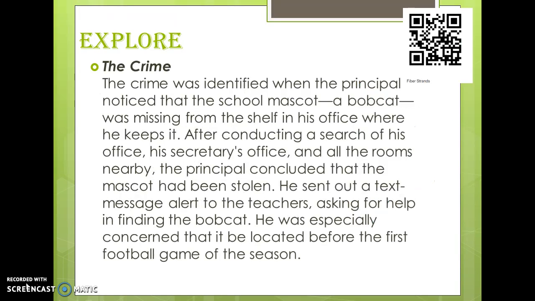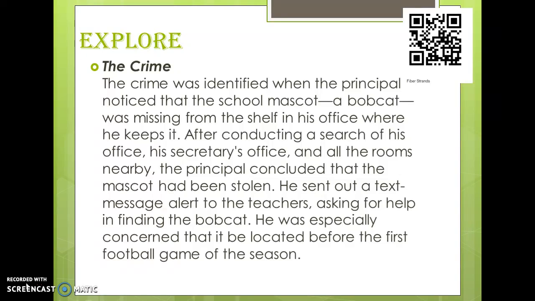The crime. The crime was identified when the principal noticed that the school mascot, a bobcat, was missing from the shelf in his office where he keeps it. After conducting a search of his office, his secretary's office, and all the rooms nearby, the principal concluded that the mascot had been stolen. He sent out a mass text alert to the teachers asking for help to find the bobcat. He was especially concerned that it be located before the first football game of the season, and that's how you're going to engage the students.